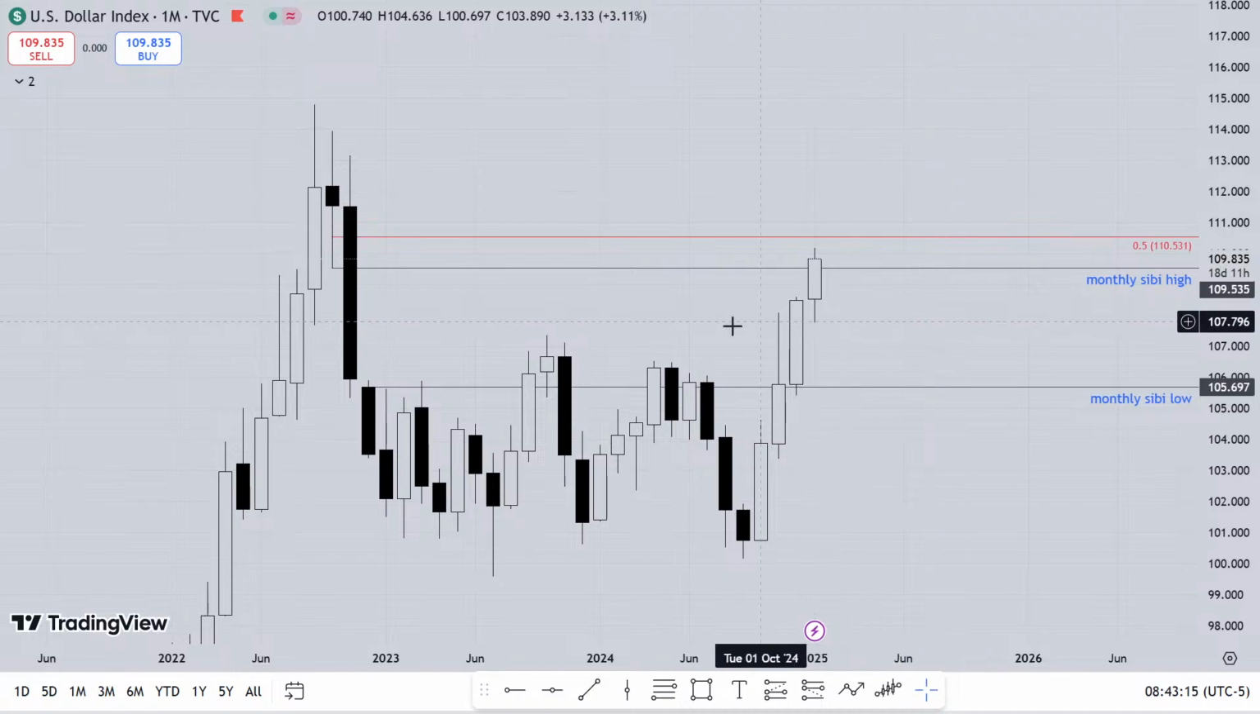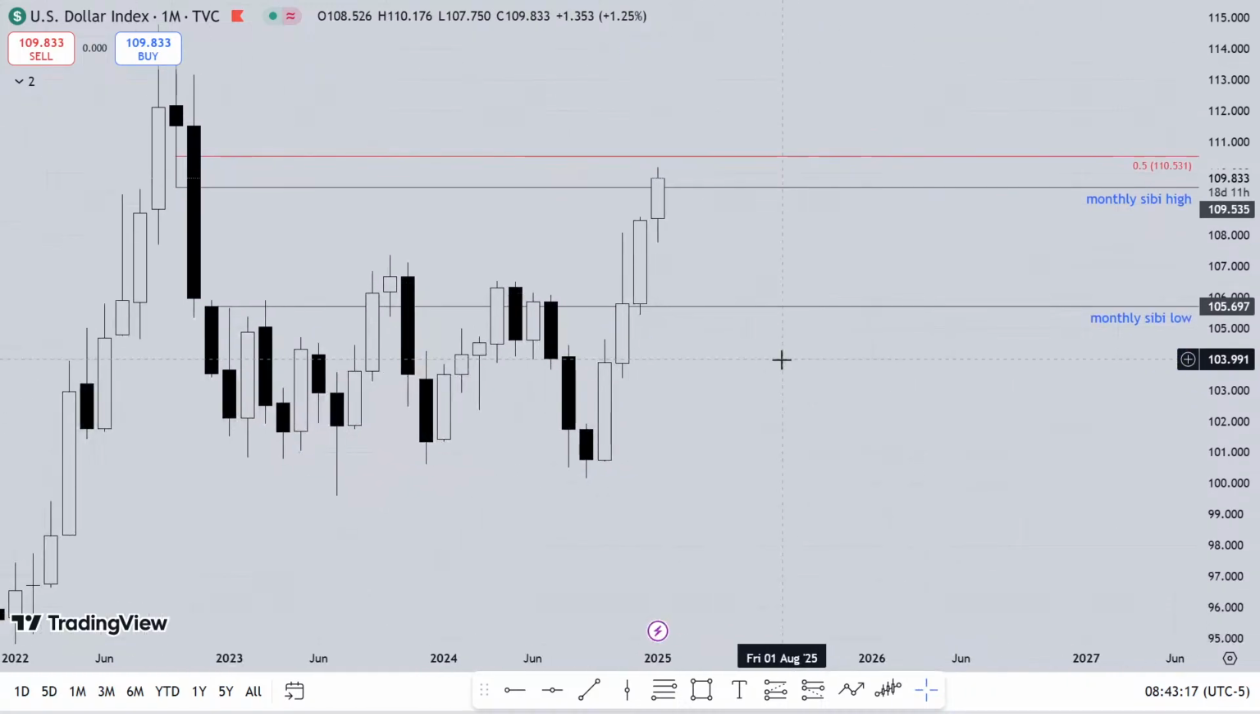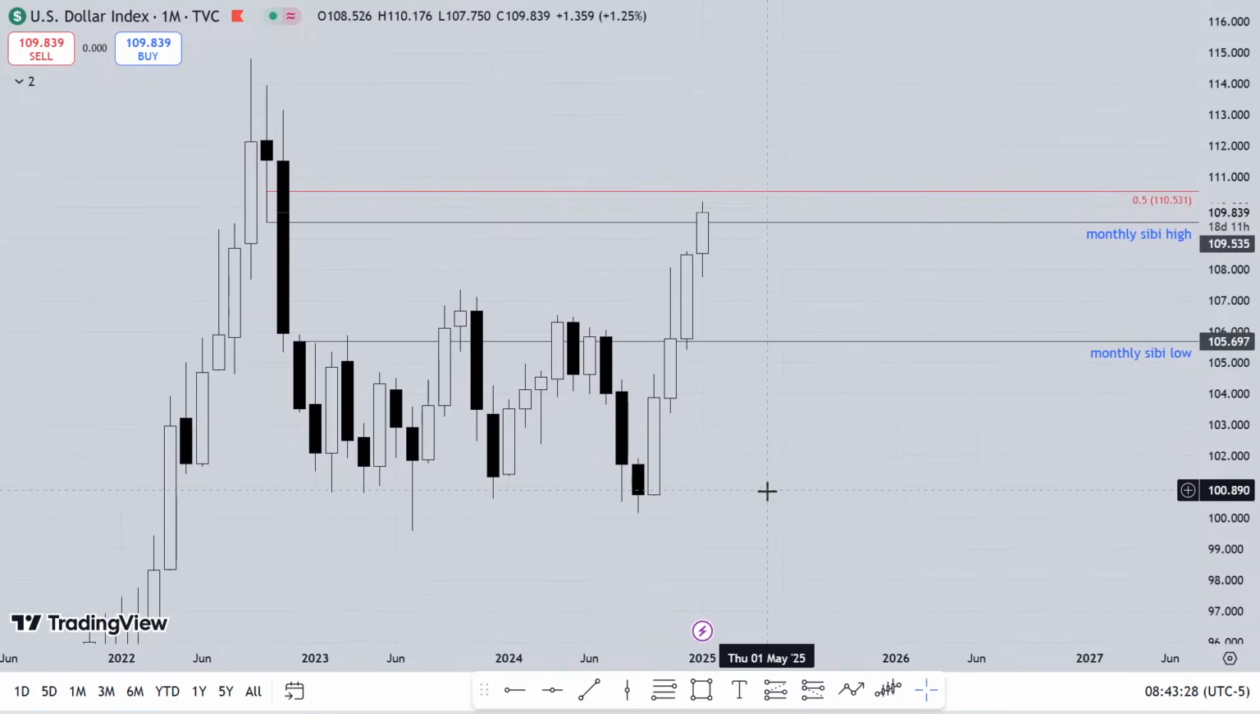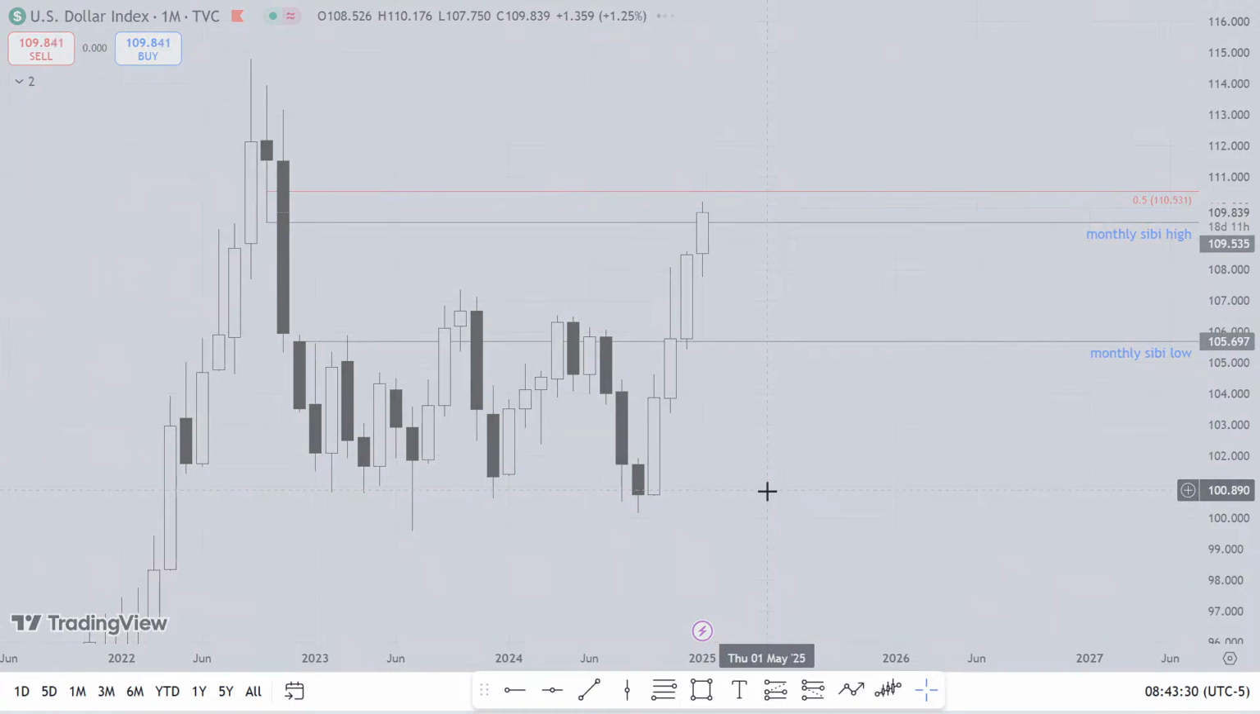So what have we been doing? Let's take a quick look. So we've been trading inside of this range, which is an imbalance, after taking out these liquidity pools in September. So let's take a quick look at the weekly chart.